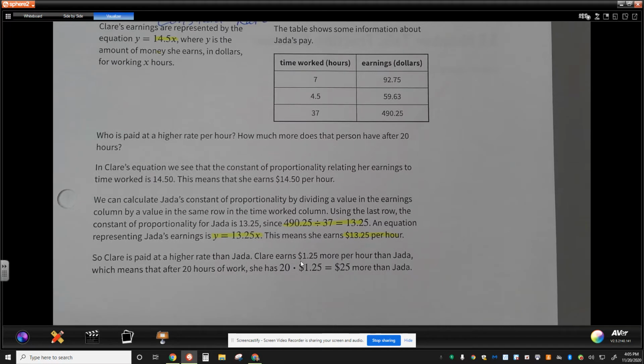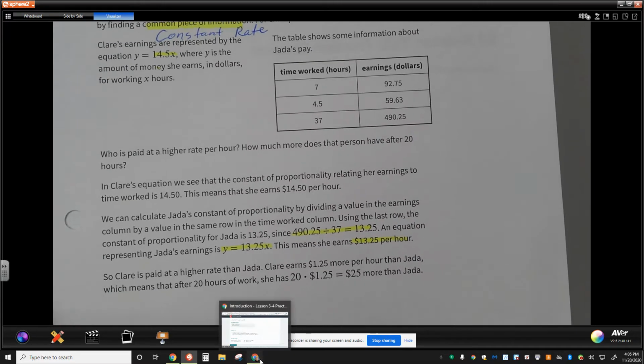When we want to compare the two of them, obviously Claire has a higher rate than Jada, but to look at the difference, we see that $13.25 is $1.25 less than $14.50. In fact, over the course of 20 hours of work, we know that Jada is going to earn $25 less for every 20 hours that are worked.